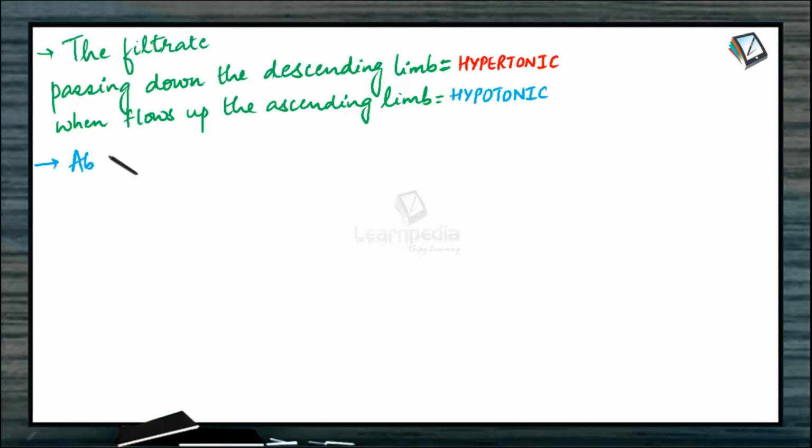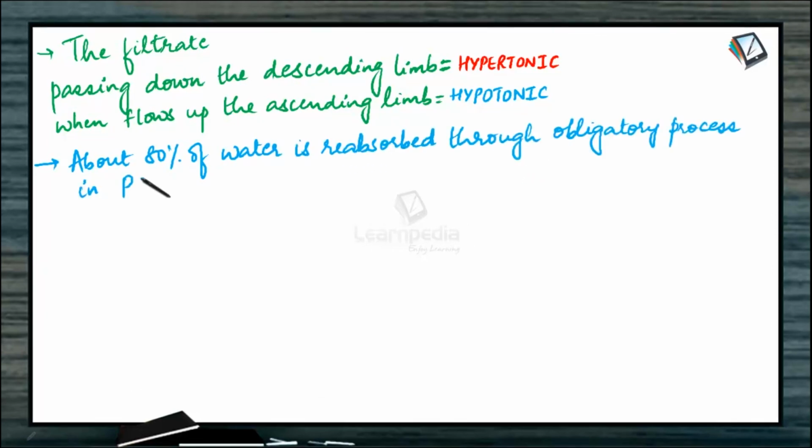About 80% of water is reabsorbed through the obligatory process in the proximal convoluted tubule and loop of Henle. 65% of water is reabsorbed in the proximal convoluted tubule and 15% of water is reabsorbed from the loop of Henle, giving a total of 80% of water reabsorbed.